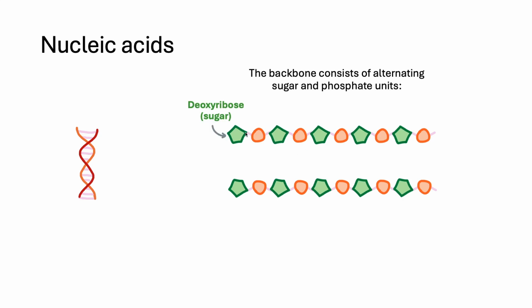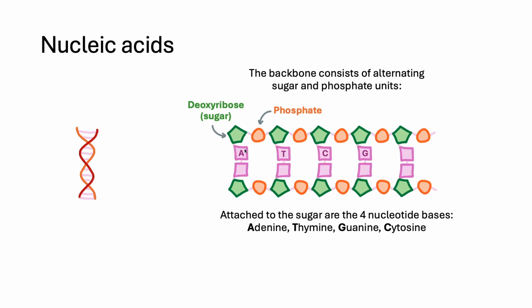The sugar here is a sugar known as deoxyribose. It has 5 carbons in it, compared to glucose, for example, which has 6 carbons. And here we have phosphate, which I've drawn as an orange circle. And so we get deoxyribose phosphate, deoxyribose phosphate. That's the backbone. And so each strand will have this backbone. In between the backbone are our 4 nucleotide bases, A, T, C, and G. Their real names are adenine, thymine, guanine, and cytosine.